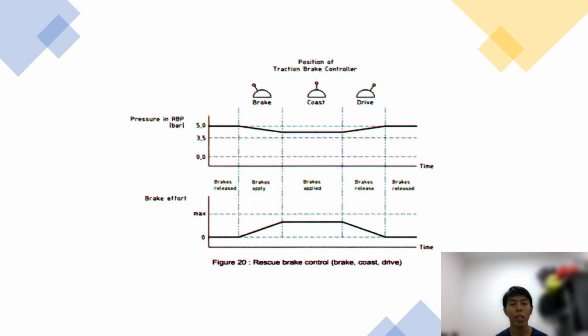The next region is coast. When the brake effort is applied with a constant value, the pressure in the RBP is also constant, making the speed of the train also constant. The next region is drive. When the brake effort starts to release, we can see the pressure in the RBP start to increase, making the speed of the train start to increase. And in the last region, we can see the brake effort is 0 and the pressure in the RBP is the highest, and the speed of the train is back to the normal speed as in the first region.